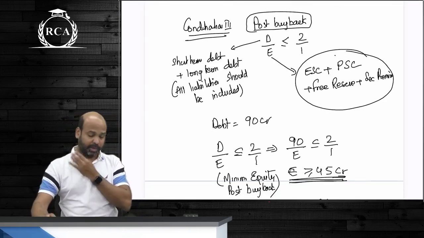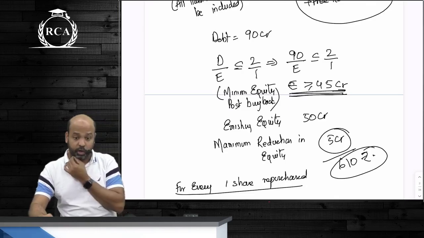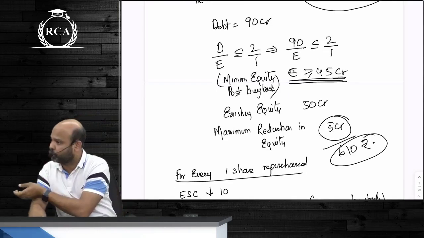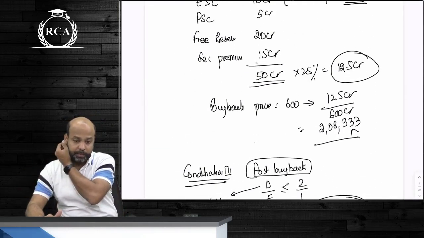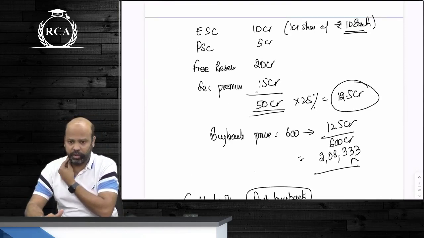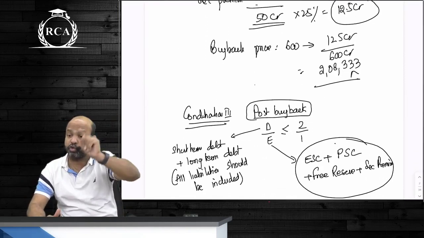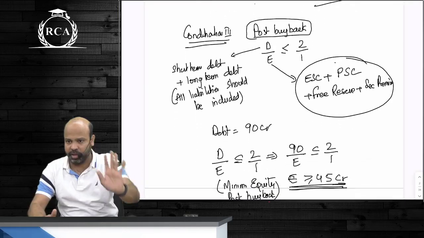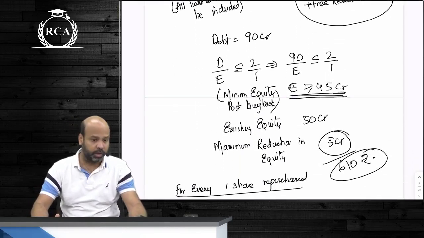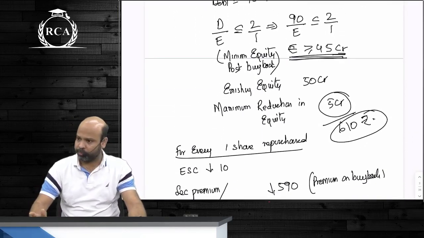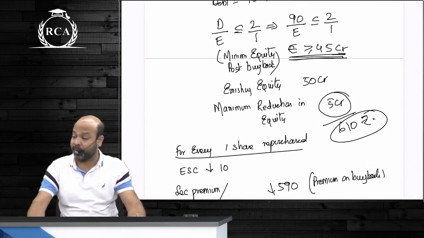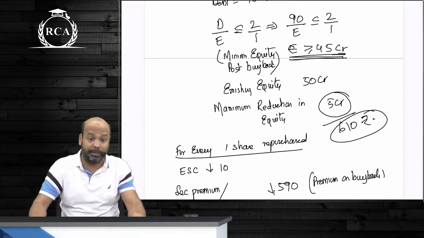जैसे अपने example में we took debt of 90 crores, beta, we got post buyback equity to be 45 crores. ऊपर already देखे, beta, that pre-buyback equity was 50 crores. So you can reduce 50 crores to 45 crores. Maximum reduction in the value of equity is 5 crores. Now coming to an important point. This 5 crore rupees you will not divide by buyback price. You should divide by buyback price plus transfer to CRR.